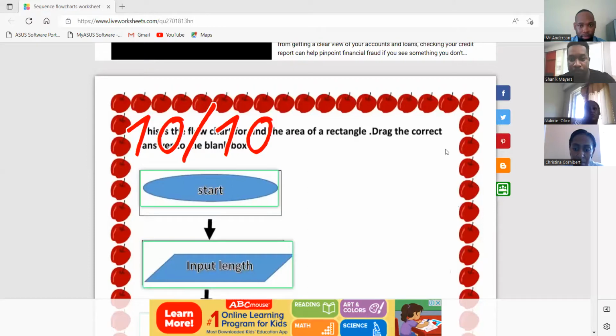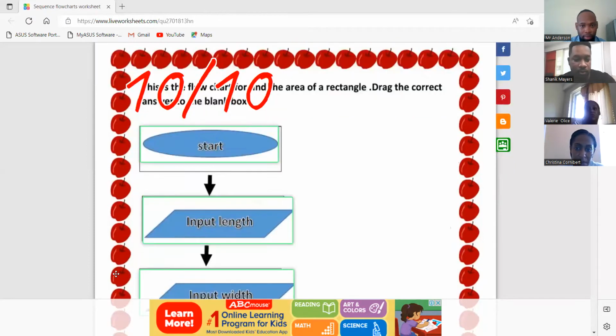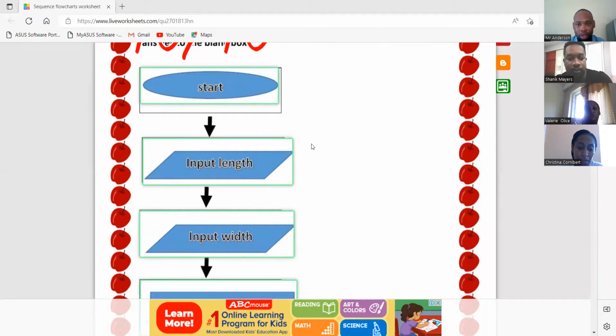Okay, who's completed? I'm done, sir. Okay, Shanik, would you like to share what you have? Can you see my screen? Yes. So the first one was to calculate the area of a rectangle. Okay, and you see we need to select the various flowchart symbols and put them in the correct logical sequence. So what did you do?